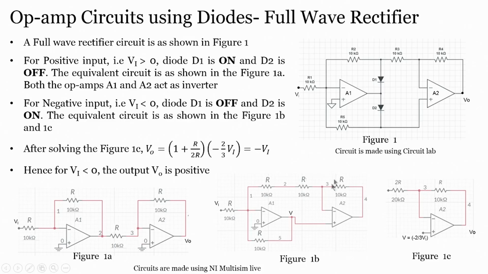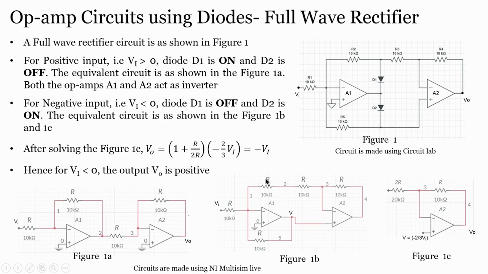If you remember, when D1 is on, this is how the complete system will be. When diode D1 is on, it acts as an inverter, so whatever input we have given, you will get as an output, that means you will get the positive peak. Whereas when the input is a negative peak, D1 is off, D2 will be on, and this will be the circuit. Finally, we will get minus Vi. Since the input is negative and the output is also negative, both together you will get a positive peak.